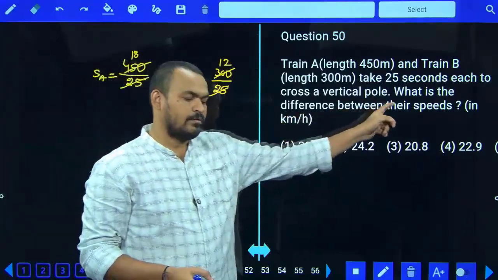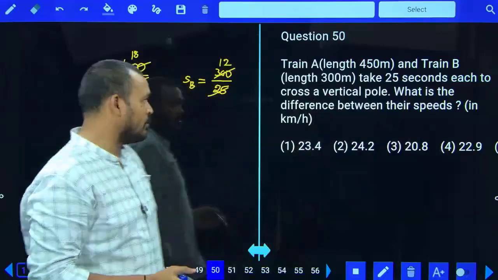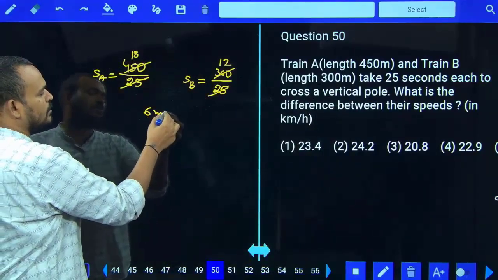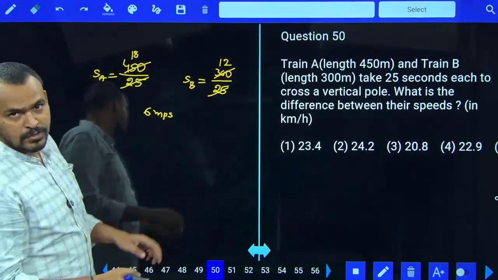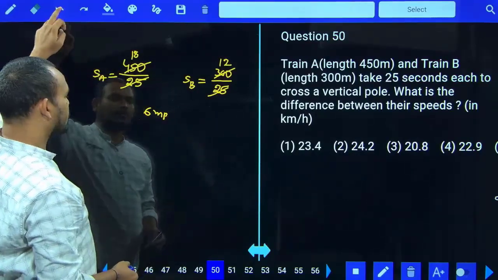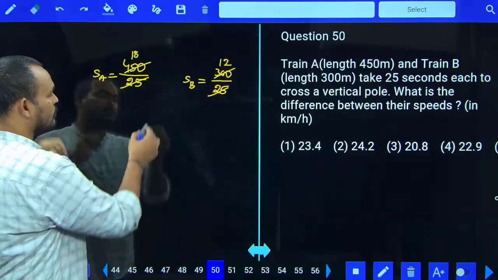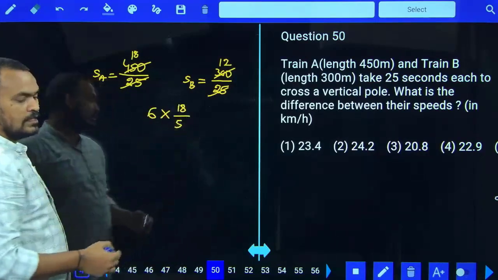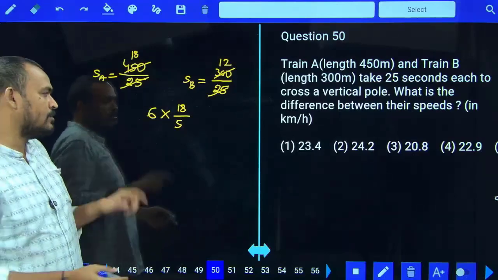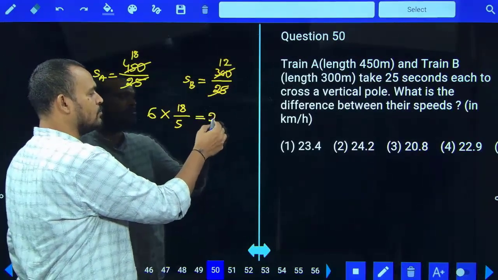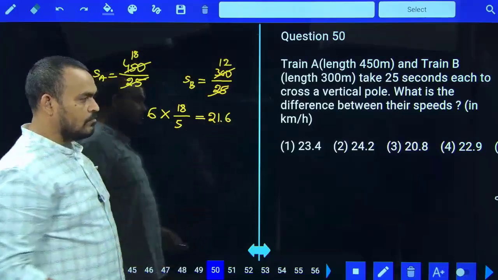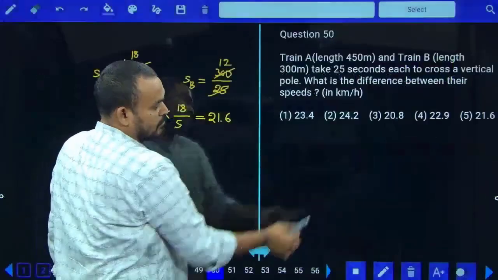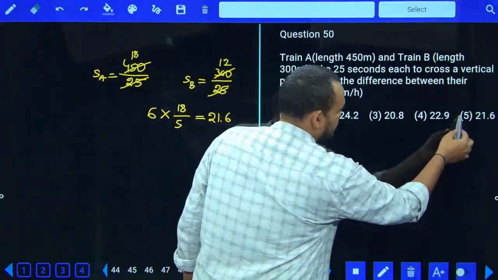But here required difference of the speeds in kilometer per hour. 18 and 12 difference is how much? 6 meter per second. It is converted to which one? Kilometer per hour. Then multiplied by 18 by 5. 6 into which one? 18 by 5. 6 into 18 is 108. 108 by 5 means that is 21.6. Which option? 21.6 kilometer per hour. Which option? Fifth one.